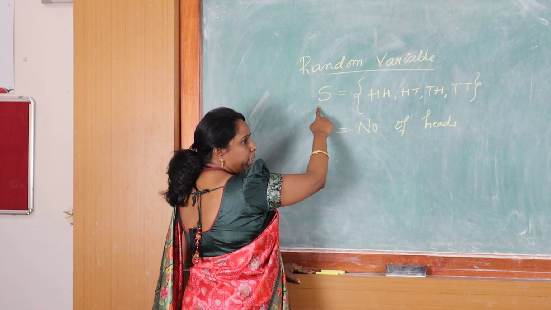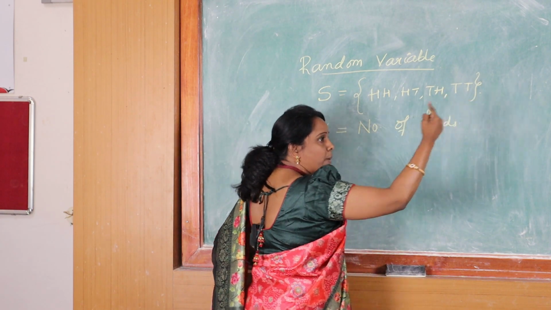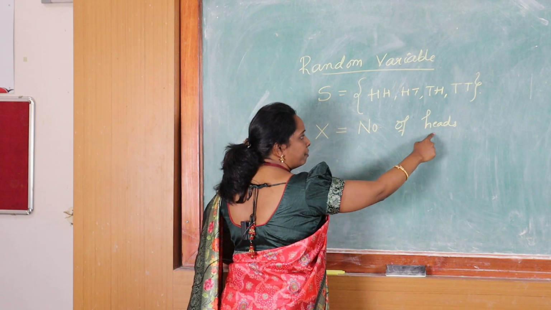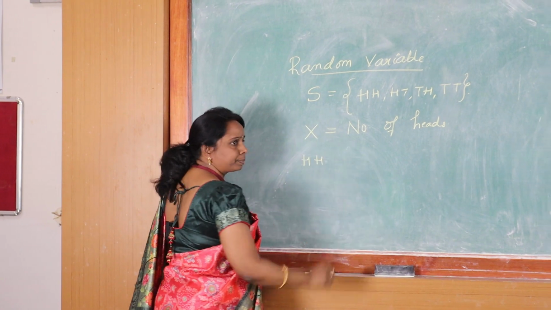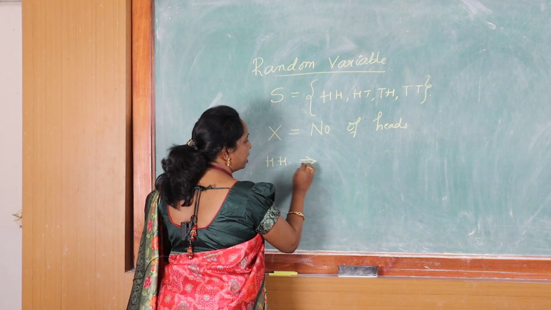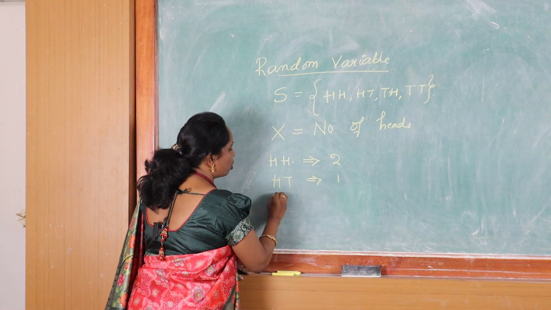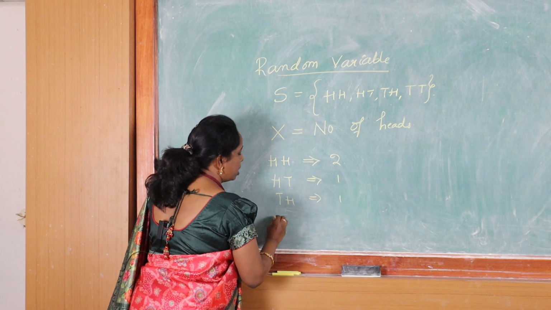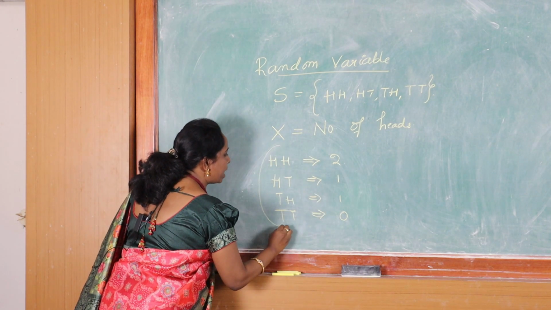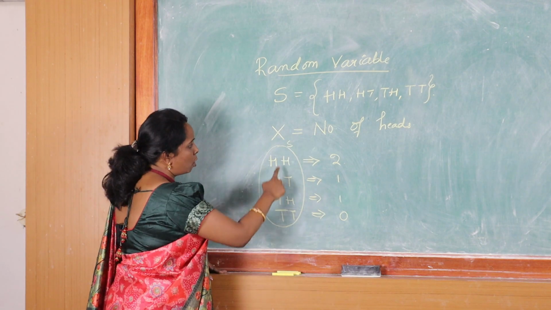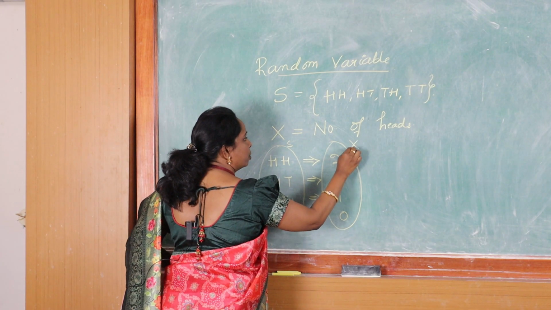So in our random experiment, tossing two coins, we will convert each and every element of the sample space into a real value by taking an example as number of heads. Let me consider one outcome. Head head. The number of heads contained in this outcome will be 2. Number of heads in the second outcome is 1. Number of heads in the third outcome is 1. Number of heads in the fourth outcome is 0. Here what I am doing is all the elements of the sample space are mapped to a real value.